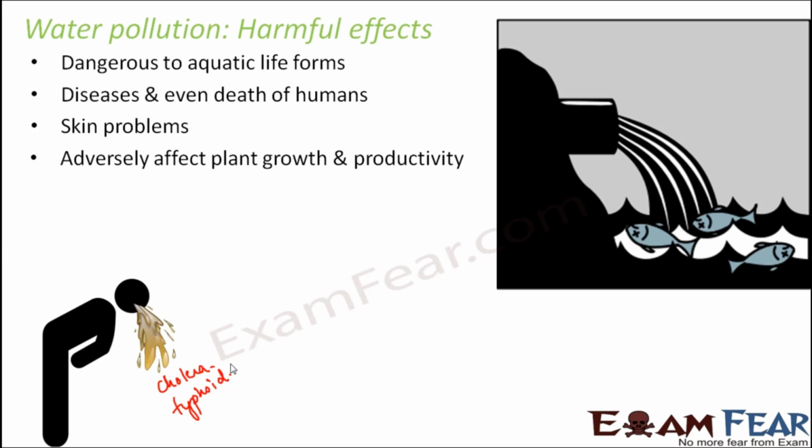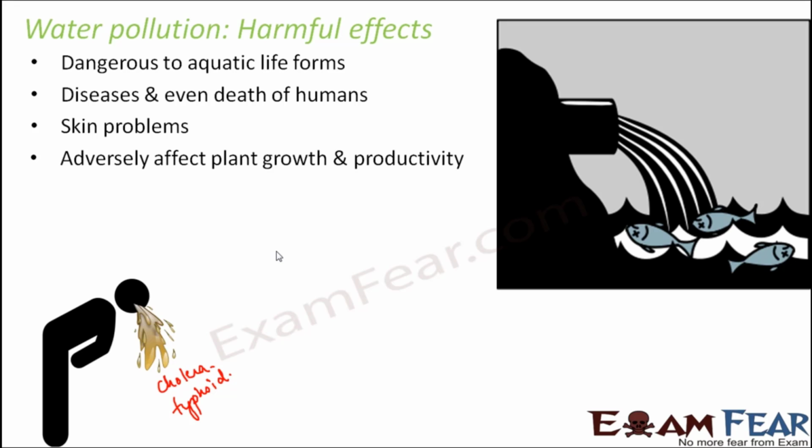Adversely affect plant growth and productivity. Now, not only animals, a lot of aquatic plants are also present, right? And those plants are again totally dependent on the water of the water bodies. So, if the water is contaminated, those plants will also die. They will also not grow properly.